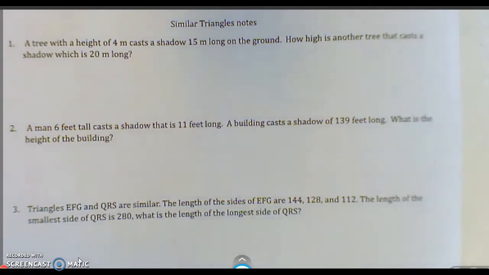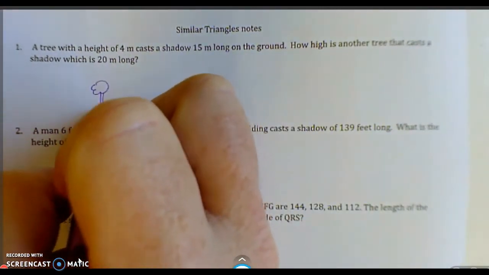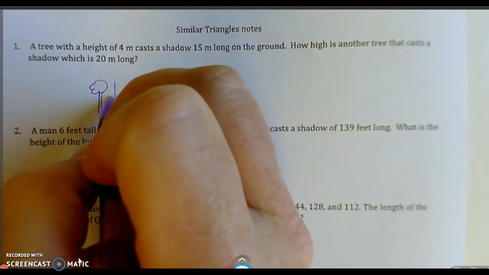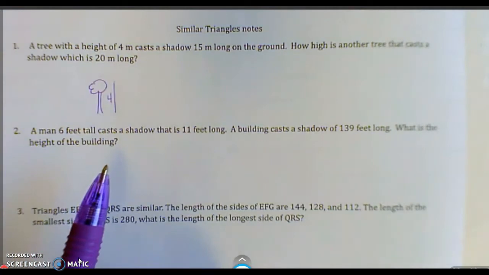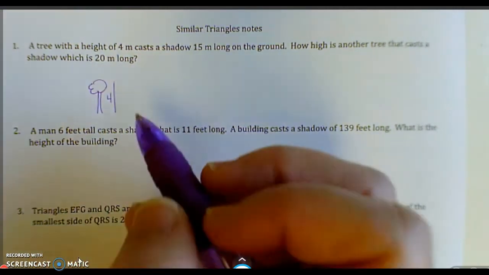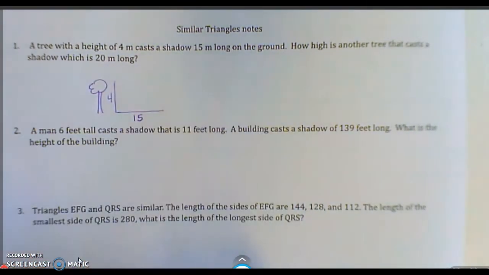So number one. A tree with a height of 4 meters casts a shadow of 15 meters long on the ground. How high is another tree that casts a shadow which is 20 meters long? Sometimes people draw these two pictures together. I'm going to draw them separately because I think it will help you. So we have this one tree here, and it's a height of 4 meters, and it casts a shadow of 15 meters long. Remember that shadows are always on the ground. Even if you're outside, the shadow is always on the ground. So the shadow is always coming out this way, and it will be 15 there.